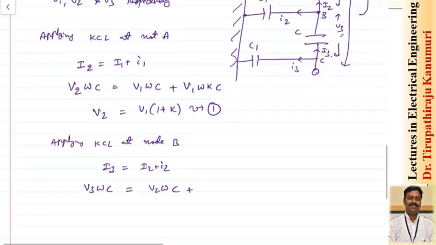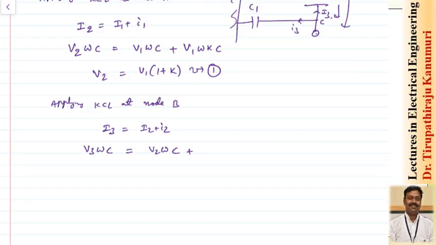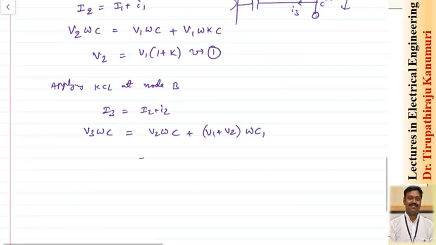So what is the value of the total voltage here? It will be V1 plus V2. That's why I am taking the sum. So this will become V1 plus V2 multiplied by omega into C1. It is clear up to there. So this I can write as V2 omega C plus V1 plus V2 times omega into, because C1 we can write as K times C, so that we can simplify it.